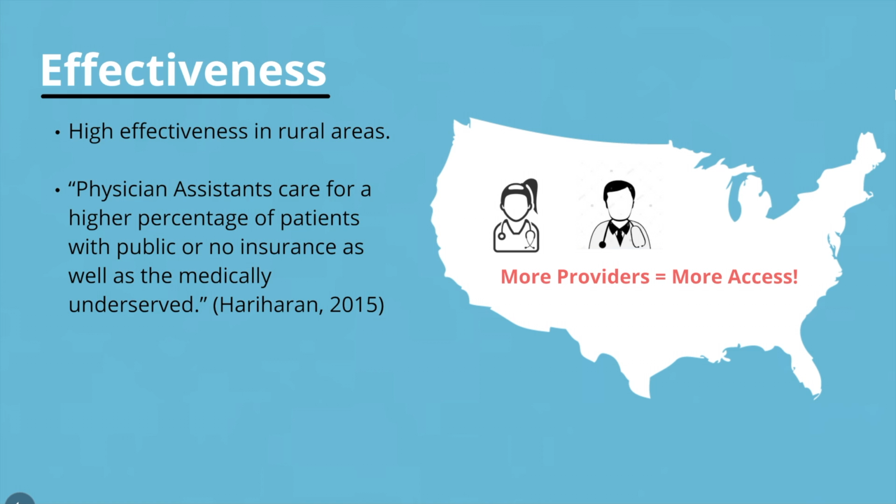This solution has high effectiveness because it will increase the number of healthcare providers in general, but specifically in rural areas. This solution would potentially widen the scope of the number of providers which citizens of rural areas can visit. APRNs and PAs can also help to provide more efficient care, especially in areas where there are shortages of MDs. According to research in 2015, physician assistants care for a higher percentage of patients with public or no insurance as well as the medically underserved.